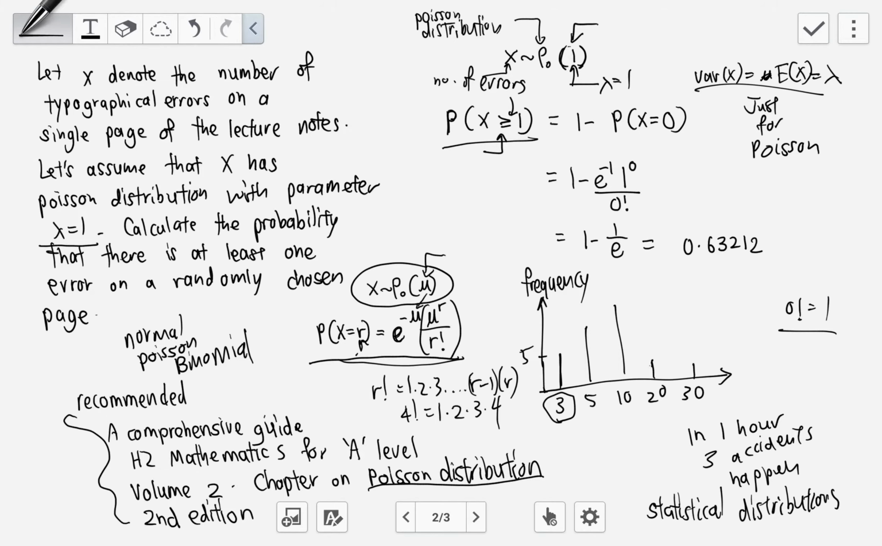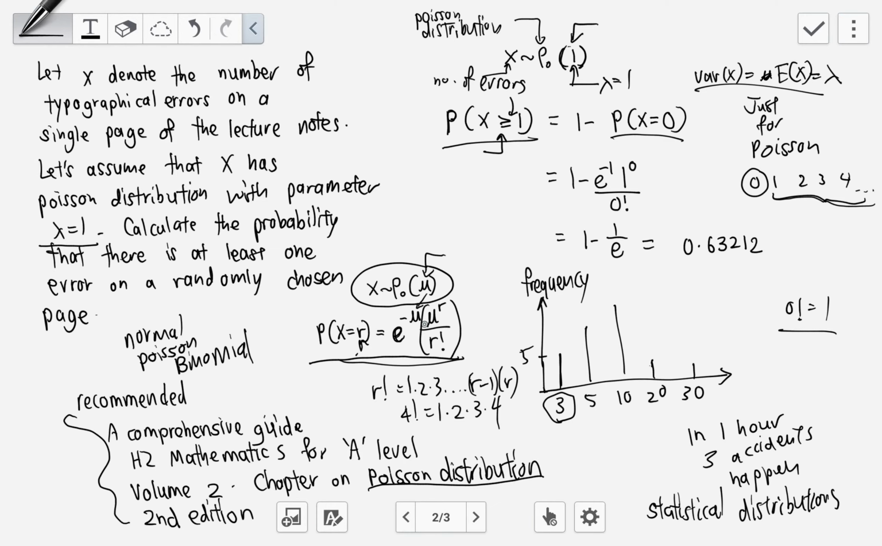So then we make use of this formula. Greater than or equal to 1 means I want all the possible numbers, and when you add all the possible cases, the probabilities sum to 1. So I'll take 1 minus the probability that it is 0, which will give me the probability that it is greater than or equal to 1. So 1 minus the probability that there's no typo error will give me the probability that there is at least one typo error.